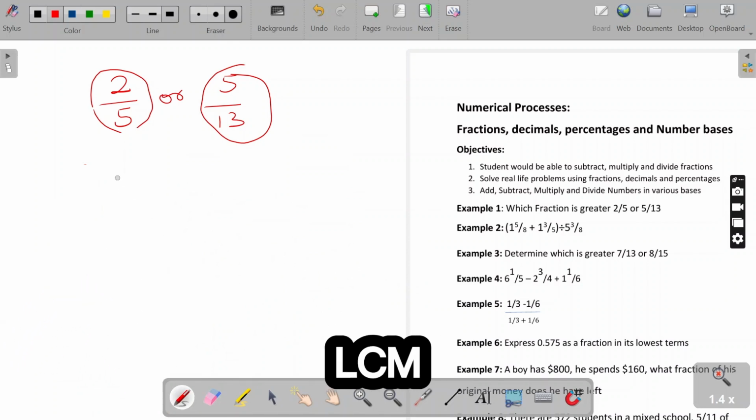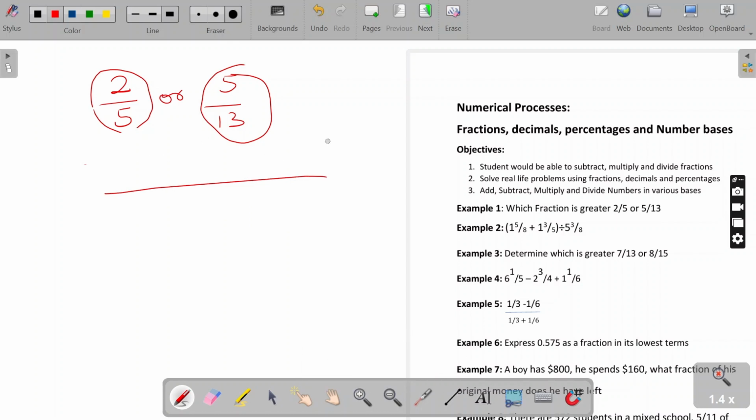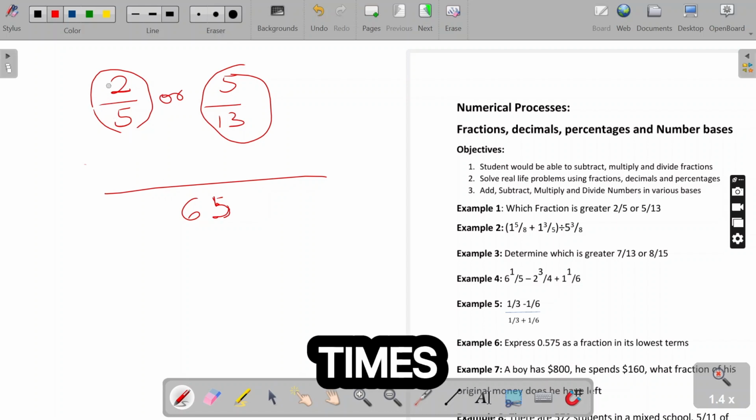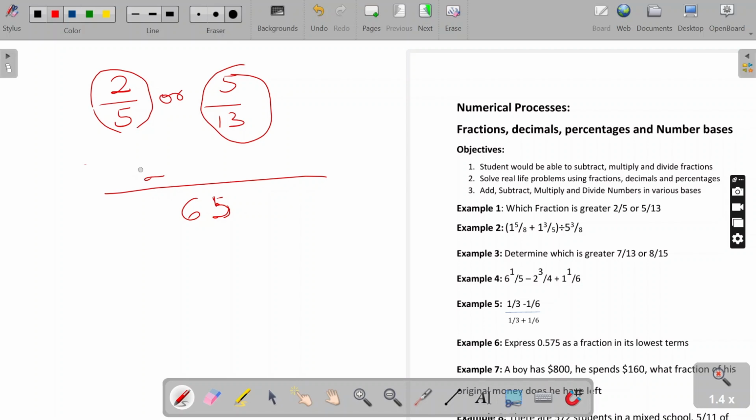Okay, so using LCM, what do we need to do? It's just to draw a line. What is the LCM of 5 and 13? How would you know the LCM of 5 and 13? Just multiply 5 by 13, that will give us 65. 5 goes in 65, that's 13. 13 times 2, 13 times the numerator, that will give us 26. 13 goes in 65, that's 5. 5 times 5, 25.